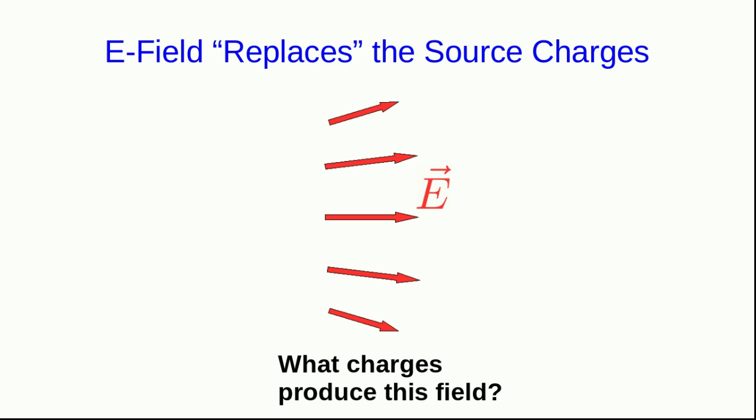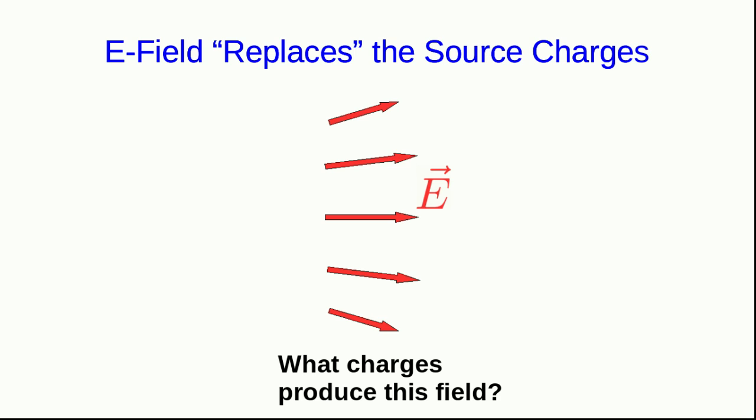Well, there are several possibilities. There could be a positive charge over here. However, it's also possible that a field like this could be produced by a group of negative charges over on this side. The point is that just from the field, you don't actually know what the source charges are. There are many possibilities.